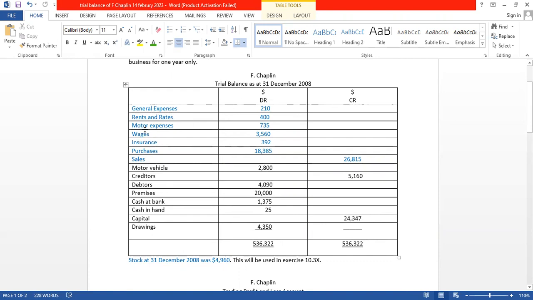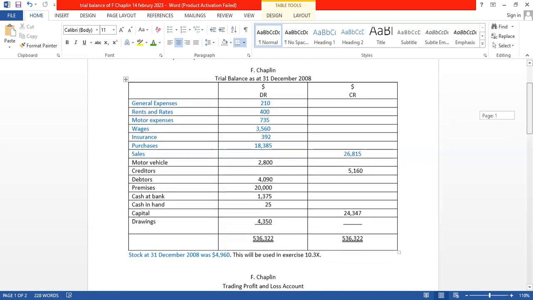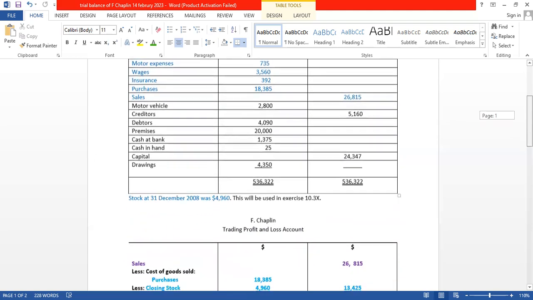We have our general expenses. These are some other expenses as well. And then we have motor vehicle, creditors, debtors, premises, cash at bank, and capital and drawings. All of that is totaled up or summed up to get the total, which is $536,322 at both columns, having the same balance.